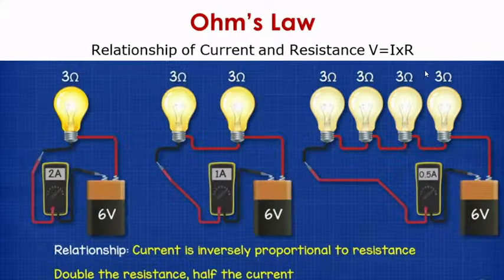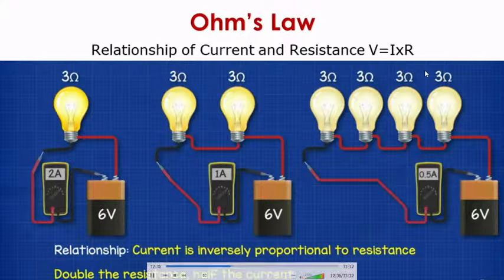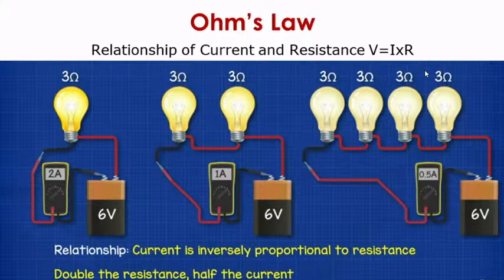What is the relationship of current and resistance in this case? Current is inversely proportional to the resistance. Double the resistance, half the current. If you want more current in the circuit, you reduce the resistance. If you want to decrease the current in the circuit, you add resistance. So current and resistance are inversely proportional.